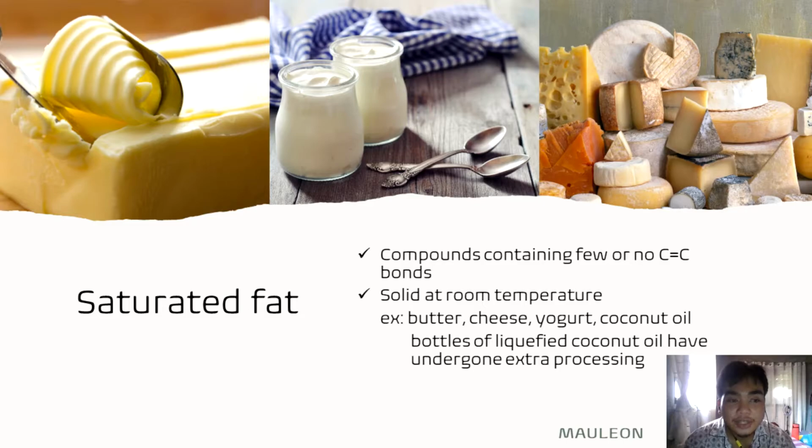Next is saturated fat. This compound contains few or no carbon double bond carbon bonds at all. They're typically solid at room temperature. An example would be butter, cheese, yogurt, coconut oil. To note, bottles of liquefied coconut oil have undergone extra processing.